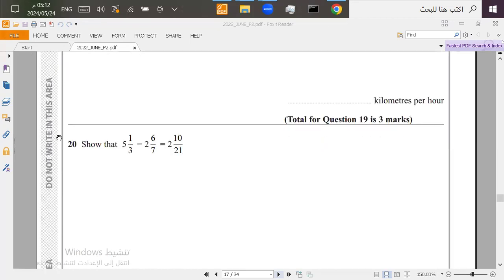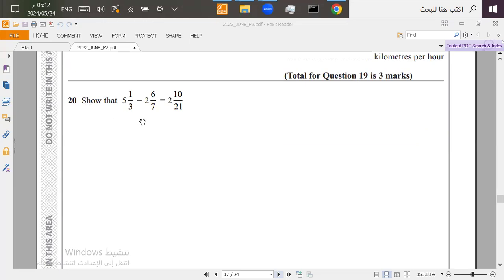Okay, next question. Question 20. Show that 5 and 1 over 3 minus 2 and 6 over 7 equals 2 and 10 over 20. Now, this means you have to do all the steps to show that this one equals this one. So first, we're going to turn them all into mixed numbers. I'm sorry, they're all mixed numbers. I'm going to turn them into a proper fraction.